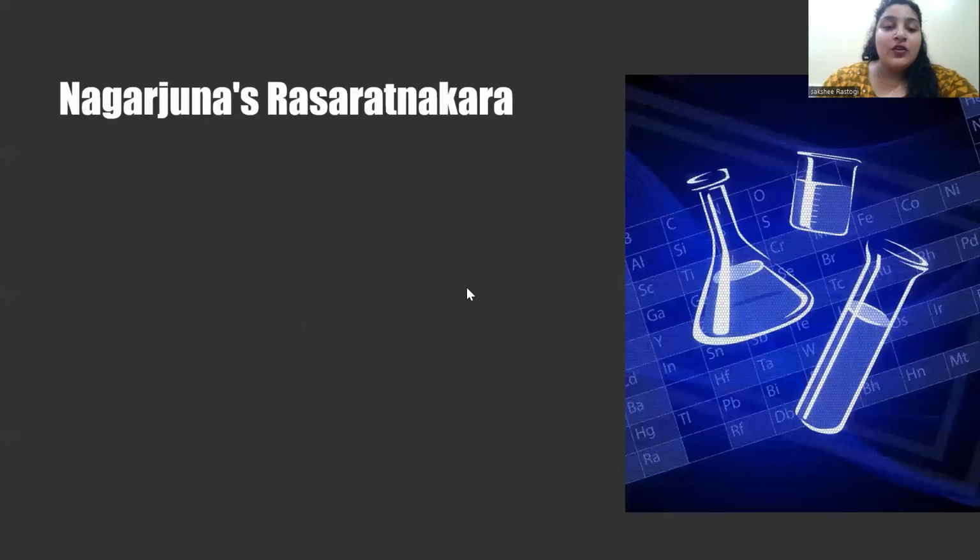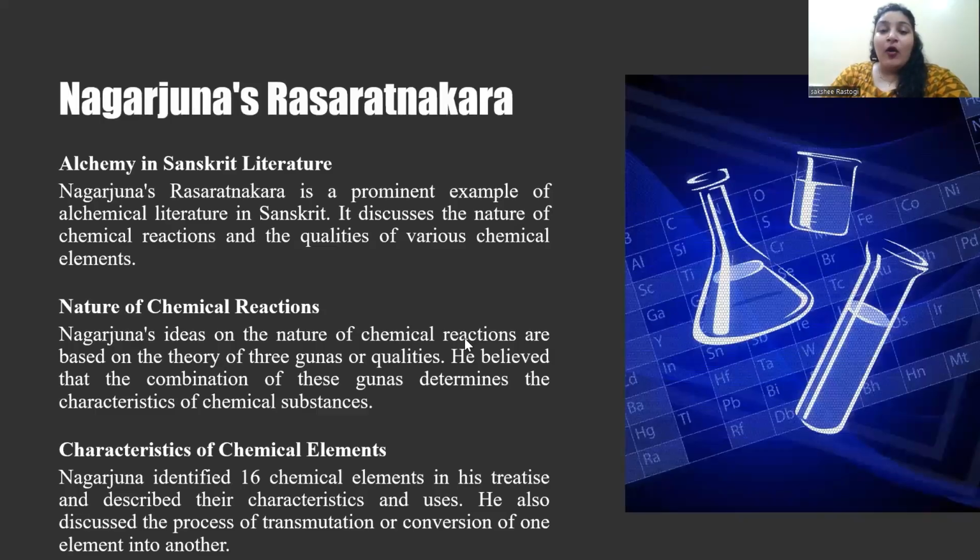Now we will go to Nagarjuna's Rastakara, a treatise on alchemy and related subjects that describes methods for the extraction of metals like gold, silver, tin, and copper. It is considered one of the earliest documented texts in Sanskrit on alchemy, and it is attributed to Nagarjuna, an Indian metallurgist and alchemist who conducted experiments directed towards transforming base elements into gold. The book is a testament to the progress made by ancient Indians in the field of alchemy and chemistry.